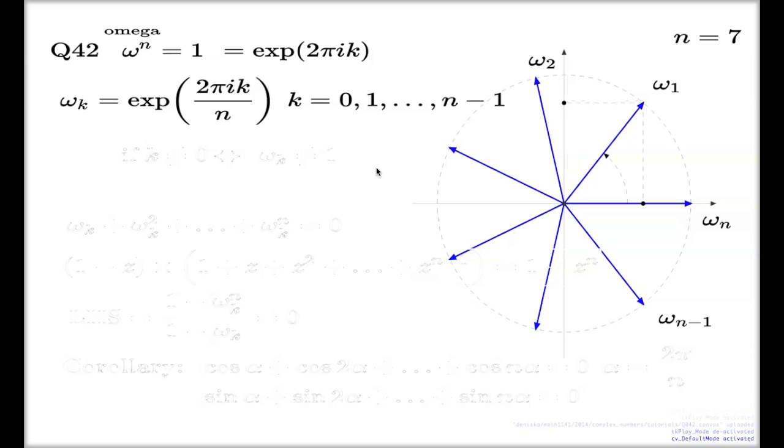You can see this dichotomy which you observe in the real case. When n is even, one of these vectors will go on the negative side. When n is odd, you will have them symmetrically around the negative side. That's why you don't have negative 1 as a solution. When n is even, you do have negative 1 as a solution.